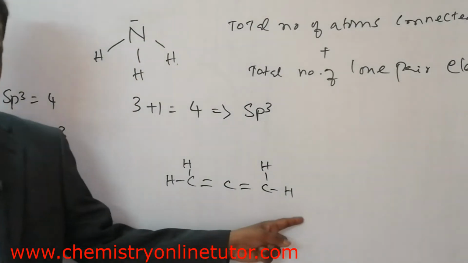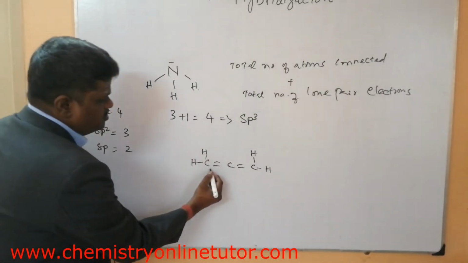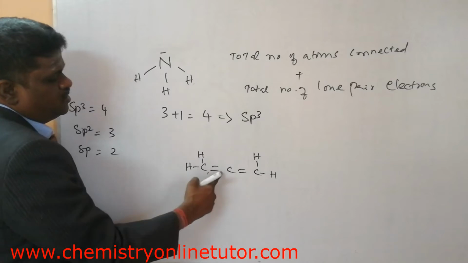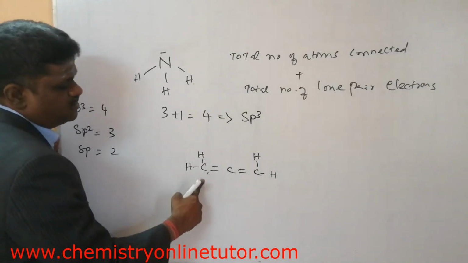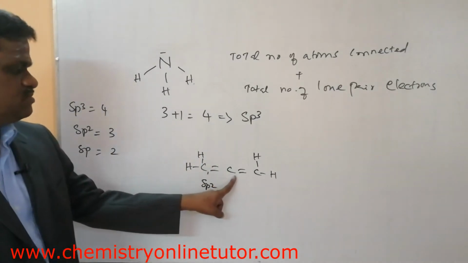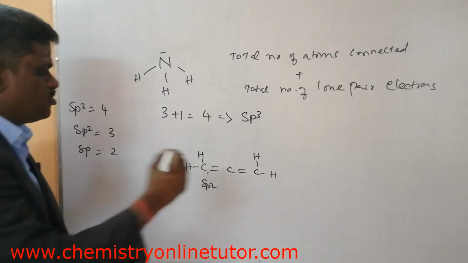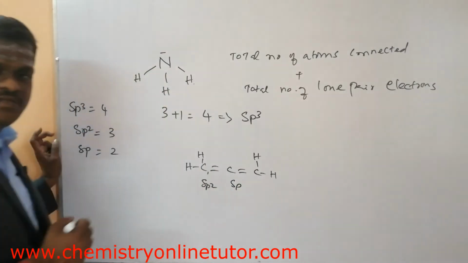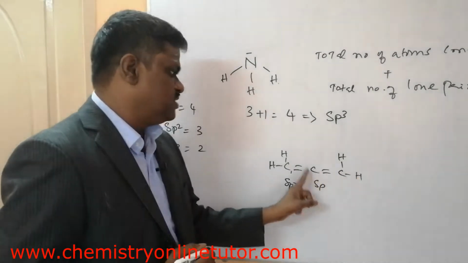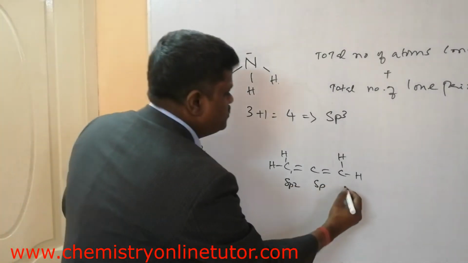Now let's see this one. Find out the hybridization of all three carbon atoms. First, how would you find out the C1 carbon? How many atoms is it connected to? 1, 2, 3. So 3 atoms connected, so that means it is sp2. The middle carbon atom connects to how many atoms? This is the one and this is the second. So total 2 atoms, which means this is sp hybridization. What about this one? It is also connected to 1, 2 and 3, so 3 atoms, no lone pairs. So that means this is sp2.